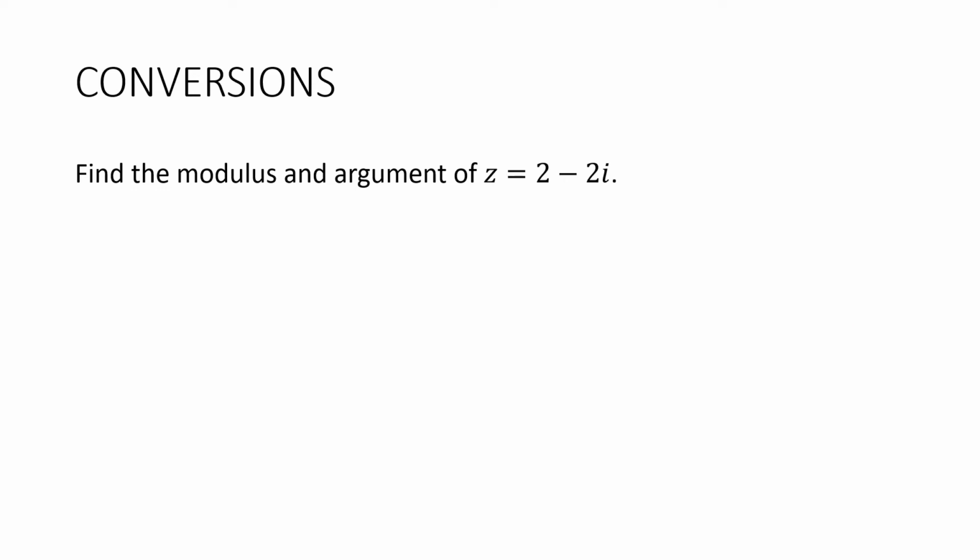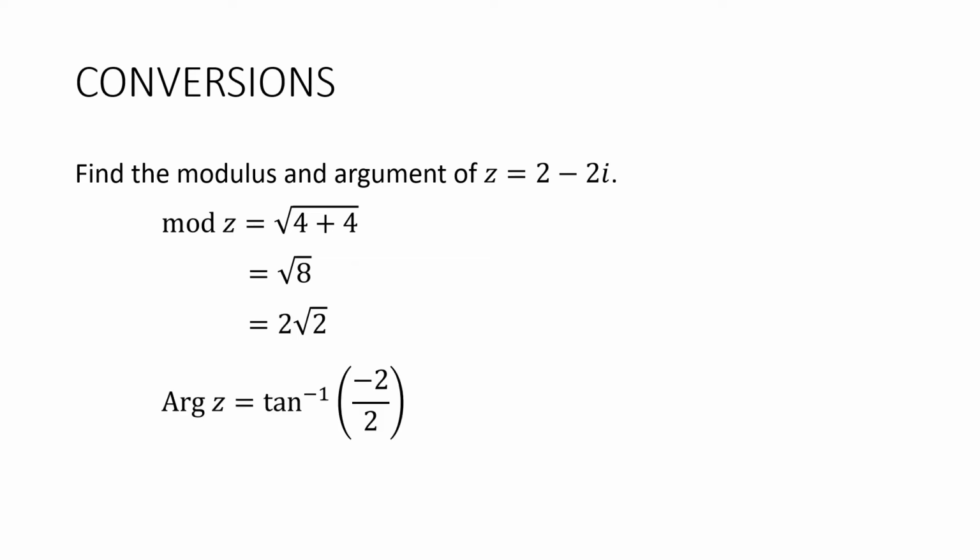Here's another one. Find the modulus and argument of z equals 2 minus 2i. Now I'm going to use different notation this time. Mod z is equal to the square root of 2 squared is 4 plus negative 2 all squared is also 4. So square root of 8, which is 2 root 2.